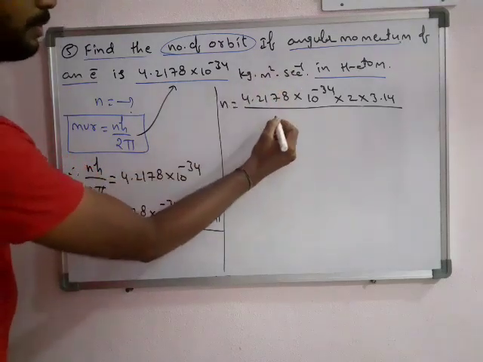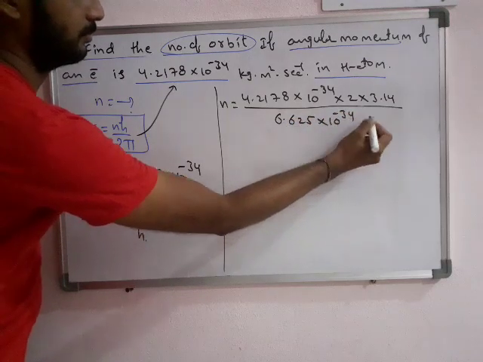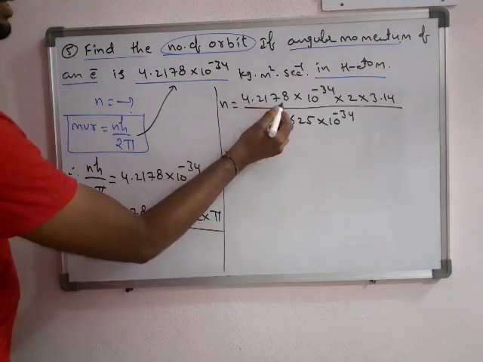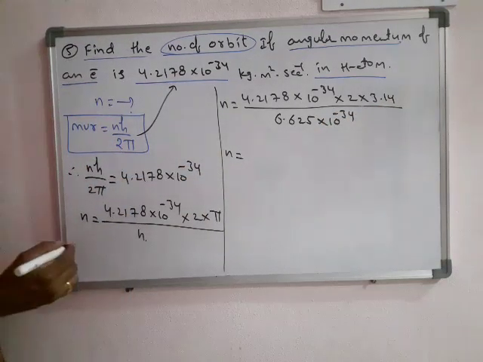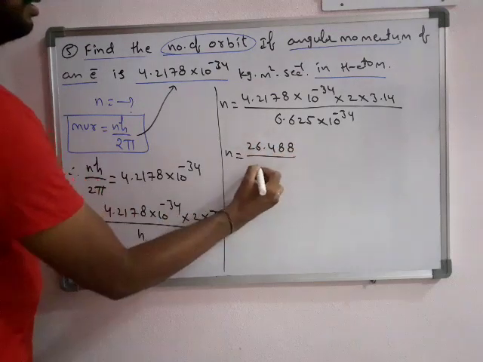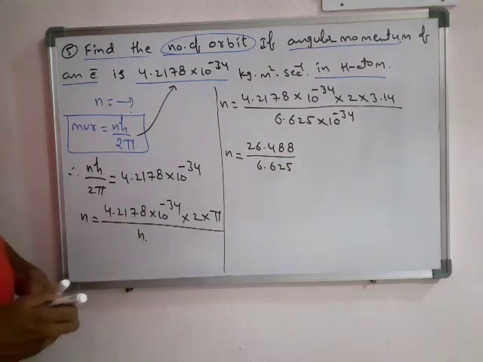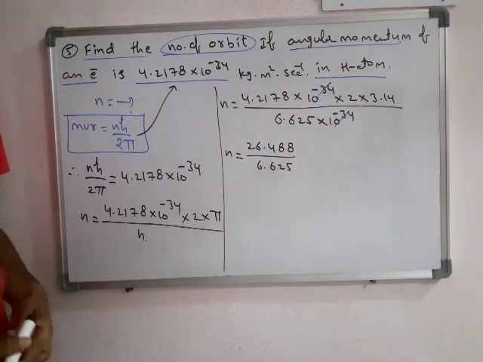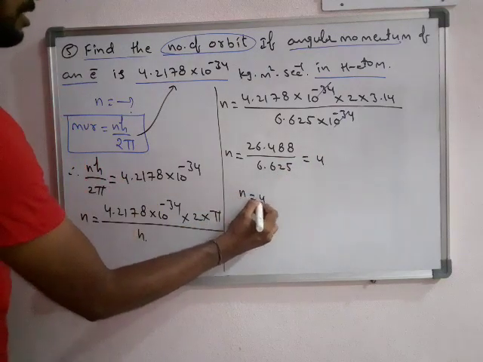Since the units are in SI method, we need to take the h value in joule into second. Here on this particular 4.2178 into 2 into 3.14, we will get the calculation like 1488 by 6.625. Here 10 power minus 34 will get cancelled, and approximately we will get 4, means number of orbit equal to 4.